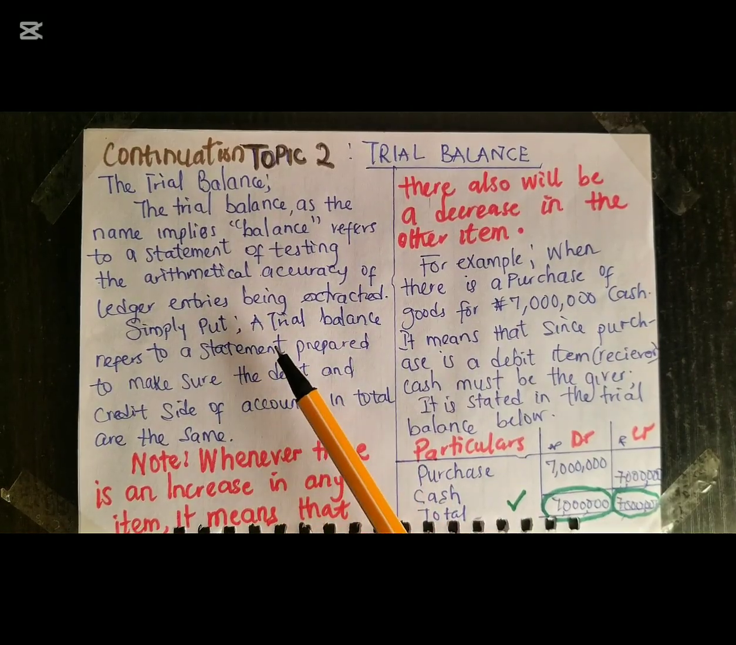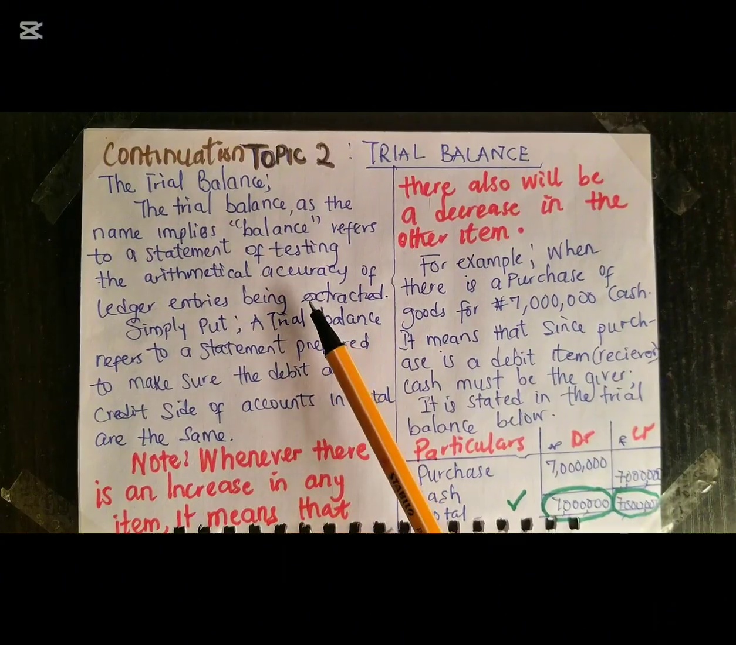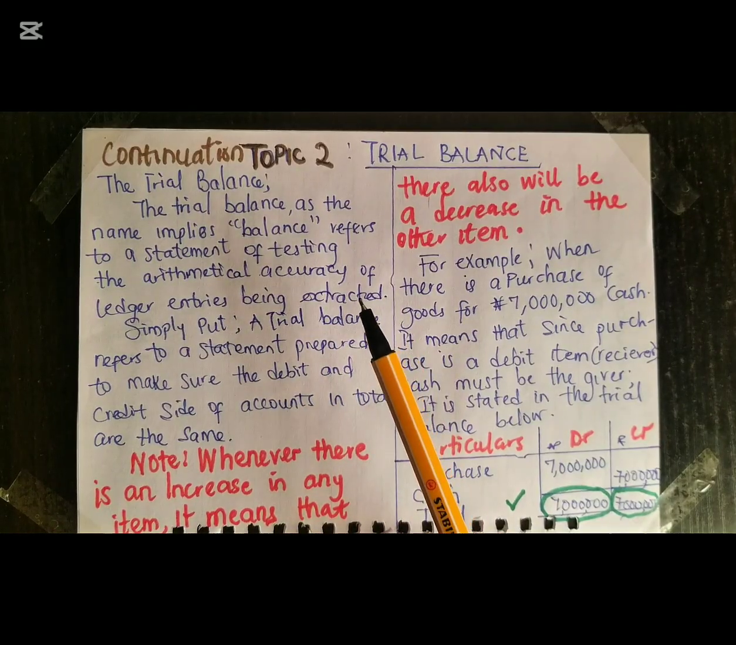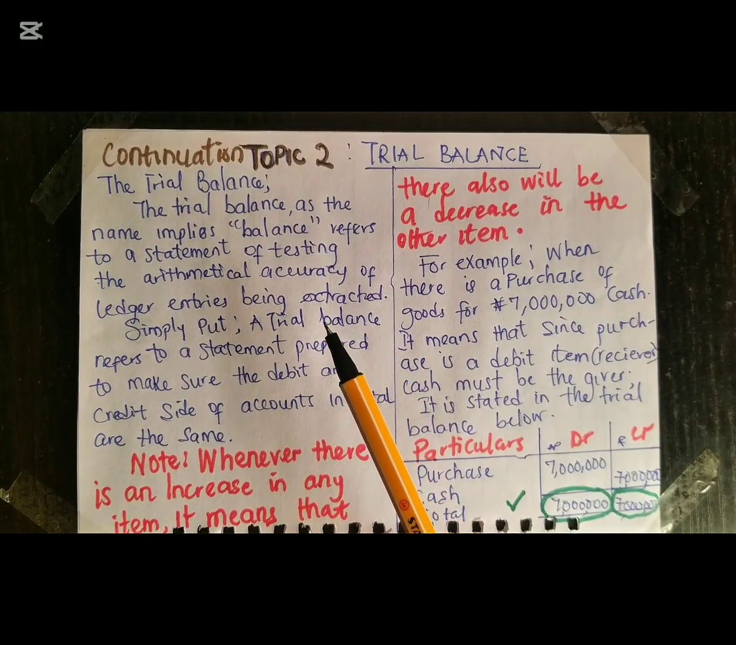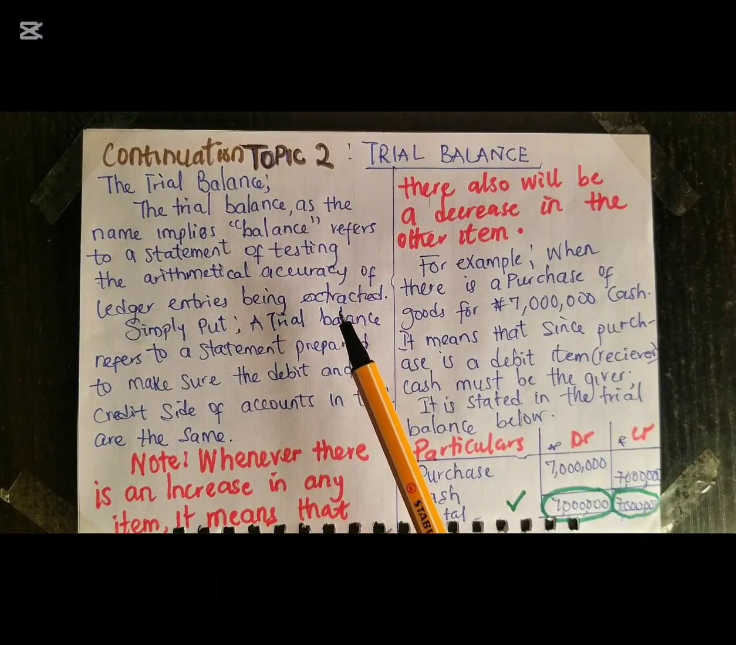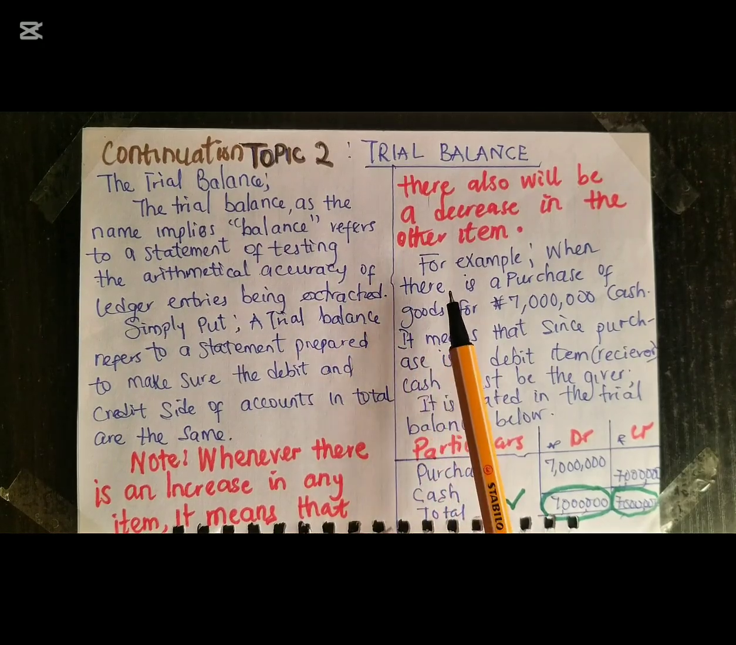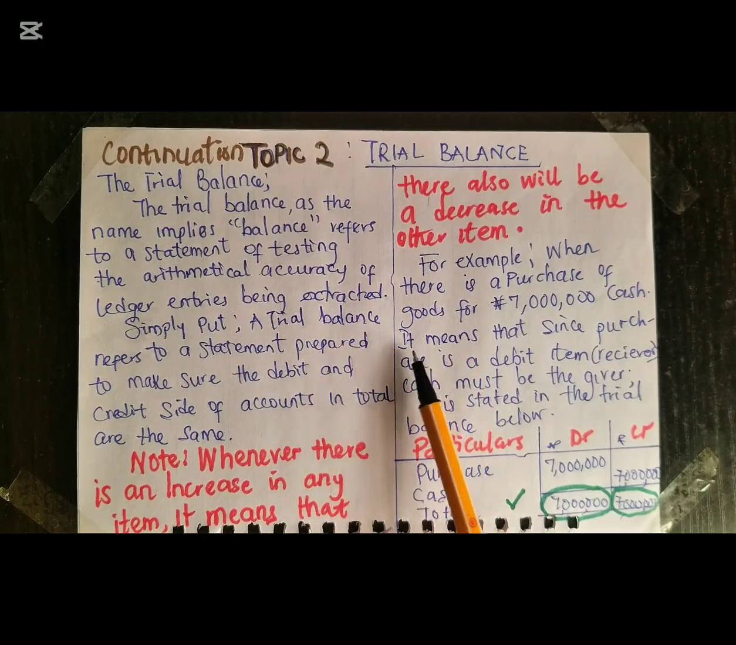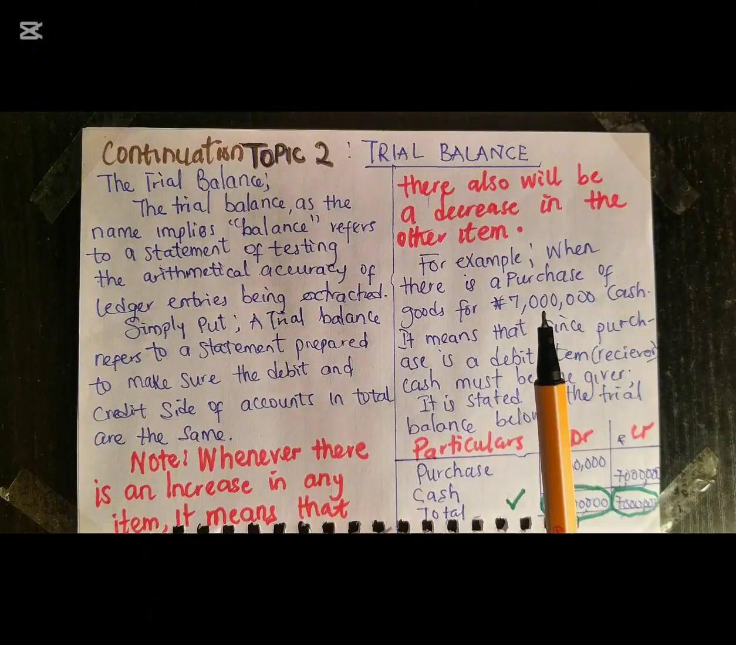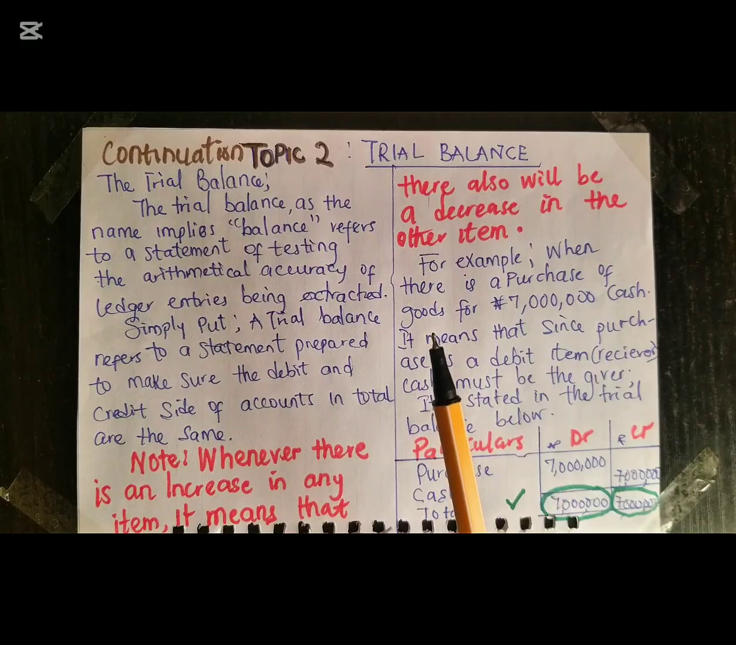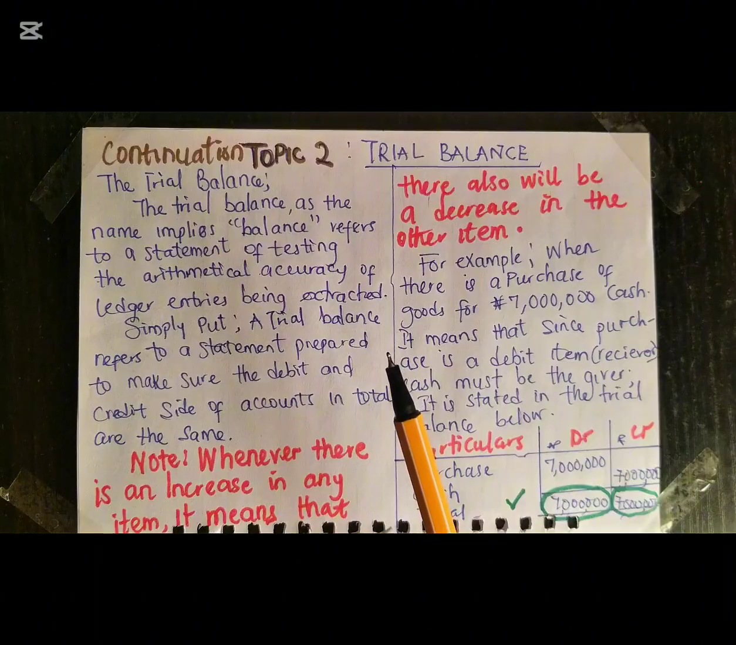Trial balance, as the name implies, refers to a statement testing the arithmetical accuracy of the ledger entries being extracted. In our last class, I explained the ledger, about somebody giving another person 50,000 naira. When we prepare that ledger, the balance brought down that we get is going to be used or extracted into the trial balance. That's just what trial balance is about.